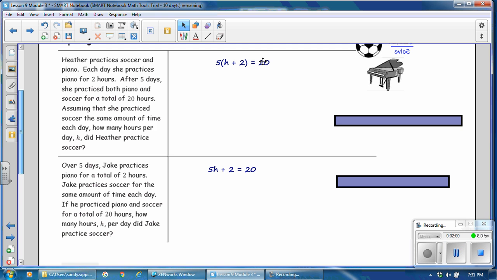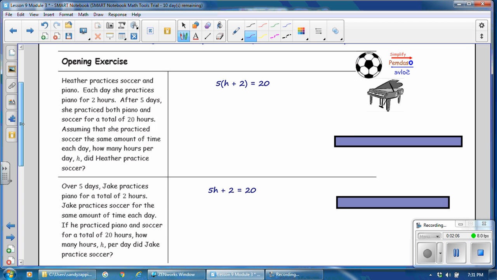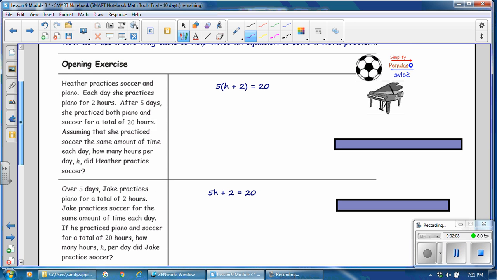So let's go ahead and simplify these equations and solve them. And remember to simplify first using PEMDAS. So there are no parentheses that we can do anything with, no exponents. Right here we have multiplication, so we'll multiply 5 times the quantity, and that's our distributive property. So we have 5h plus 10 equals 20. There's nothing else to simplify.